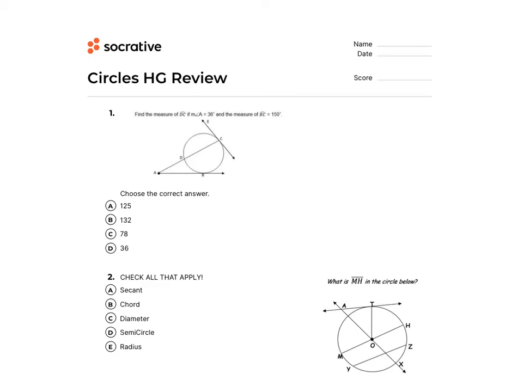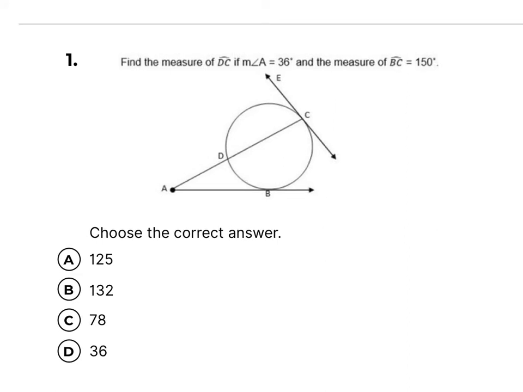In this video, we will review the circles unit. So let's look at number 1. Find the measure of arc DC. If the measure of angle A is 36, and the measure of arc BC is 150, what is the measure of arc DC?